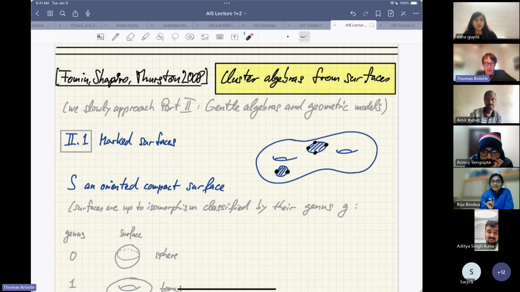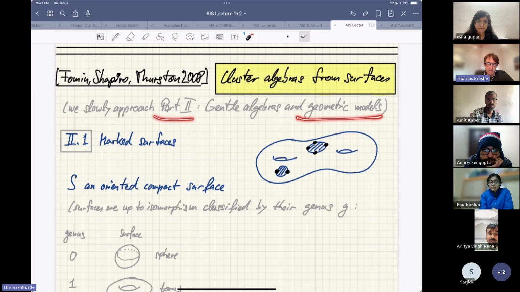It's not a completely new topic because it's still cluster algebras. There's a nice model by Fomin, Shapiro, and Thurston, where in 2008 they constructed a cluster algebra from the datum of a surface. Good. So I slowly want to talk now about the geometric model part.